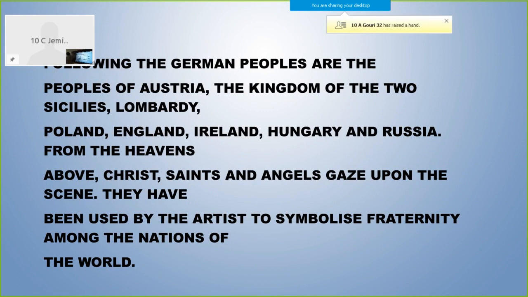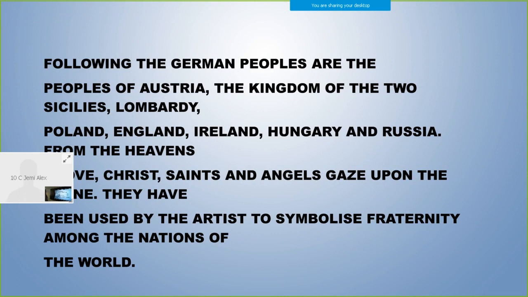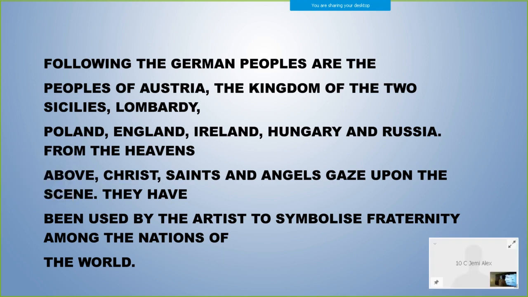And below this, following the Germans are the people of Austria, Kingdom of Two Sicilies, Lombardy, Poland, England, Ireland, Hungary, Russia. These are the people who are following the German people.